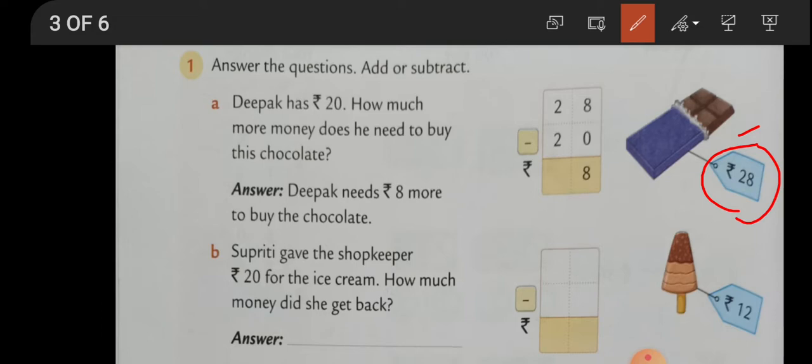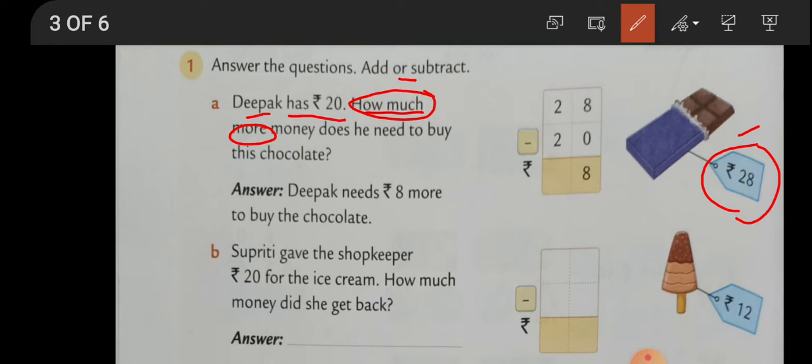Now Deepak is a boy. Deepak has 20 rupees. How much more money does he need to buy this chocolate? First of all, circle how much more. Many times I have taught this, children. How much more? So here we need to subtract. Even though subtraction is already given over there, in case it isn't given in the exam, you should know. This is a key word.